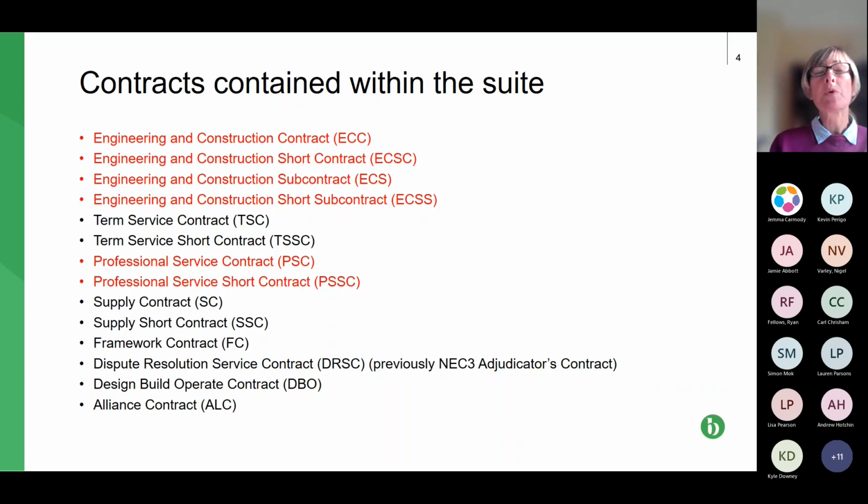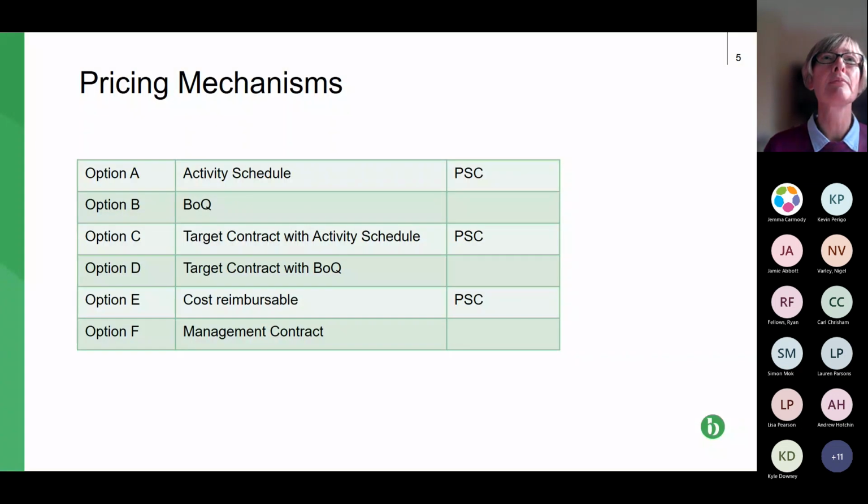What we're looking at today is the PSC, the professional services contract, not the short form. My inclination would be to use the PSC rather than the PSSC, except where the design work being carried out is, you know, of pretty low value. So first of all, in terms of pricing mechanisms, what do we have under the PSC? Hopefully this clearly sets it out.